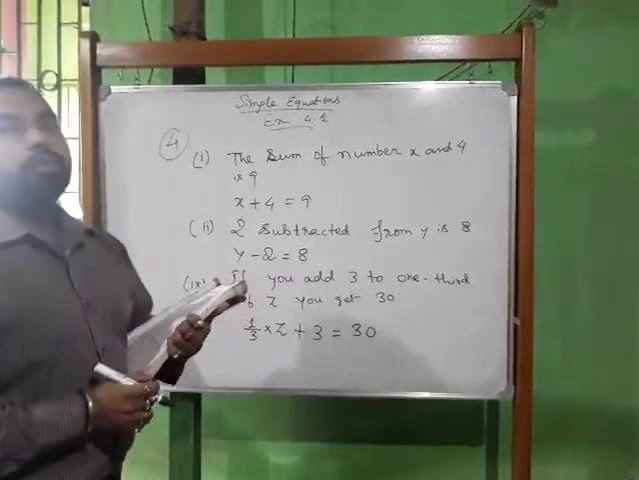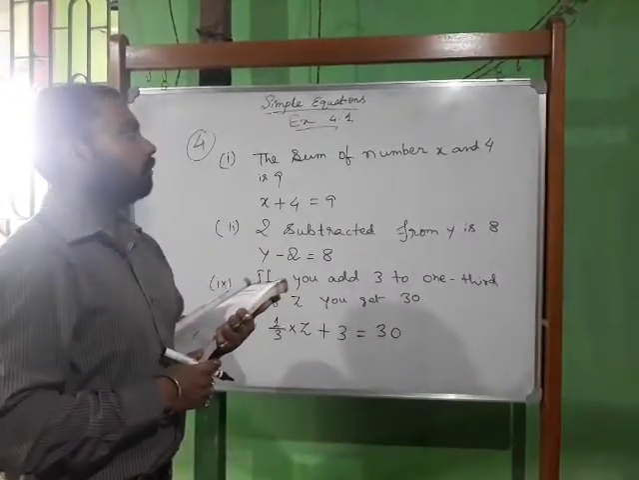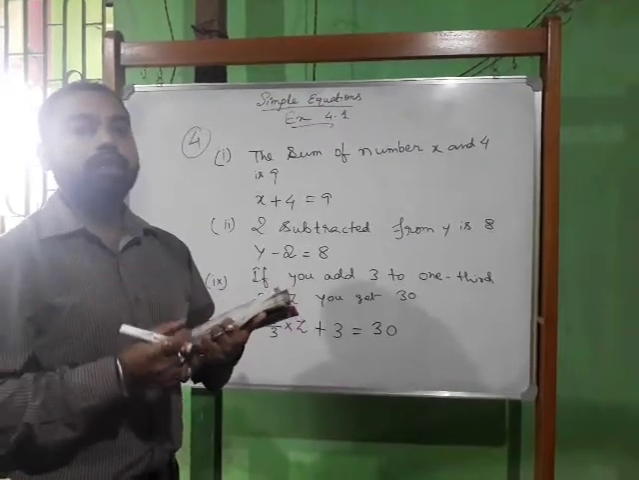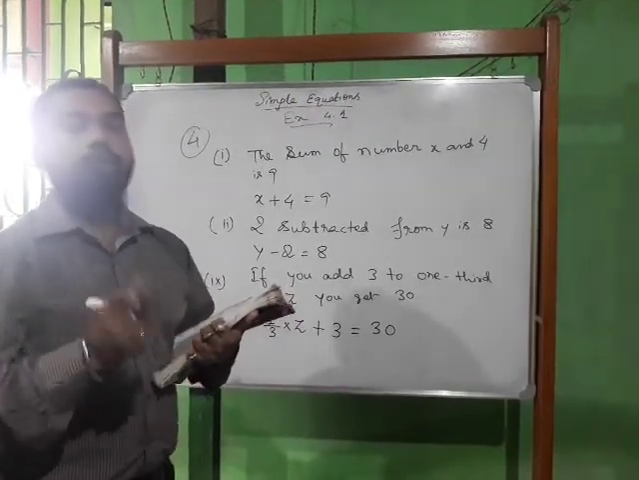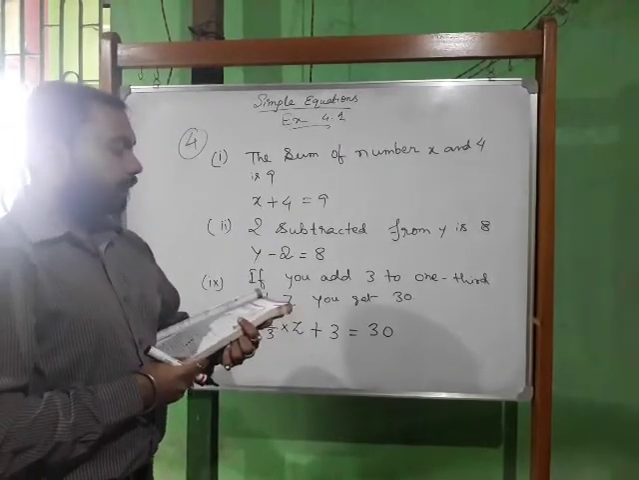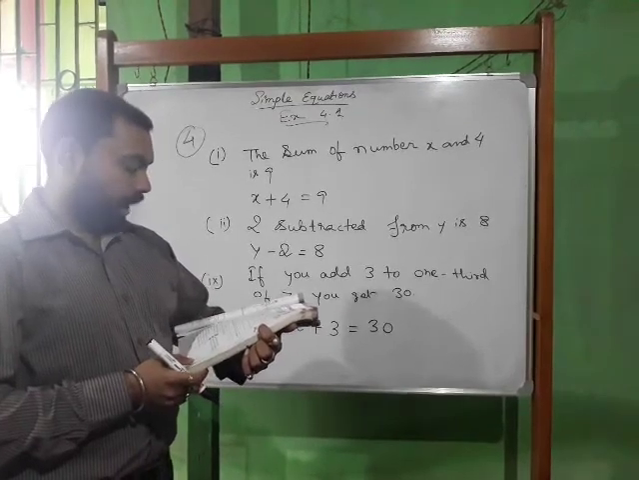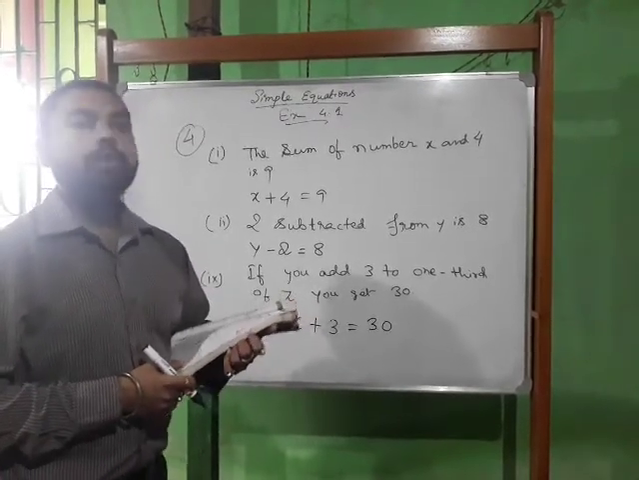I hope you have understood how to form the simple equation, and also one example I have shown you how to find the value of the variable of that equation. Okay. So today up to this much. You try to do question number 1, 2 and question number 4. The rest of the questions are homework.